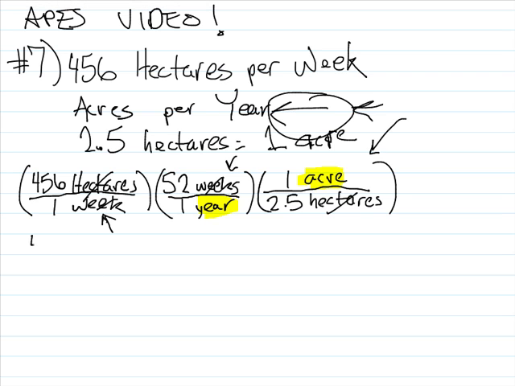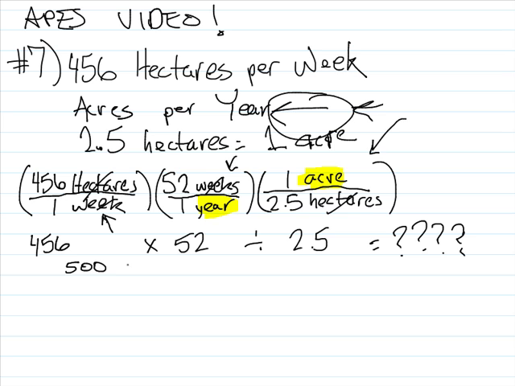If I had a calculator, I could say 456 times 52 divided by 2.5, and that would give me my answer, but I don't have a calculator brain. So to solve this, I'm going to round things. I'm going to say 456 is close enough to 500. I'm going to say 52 is close enough to 50.